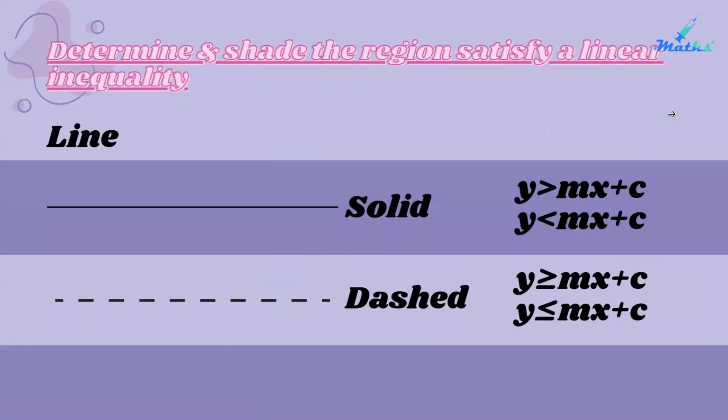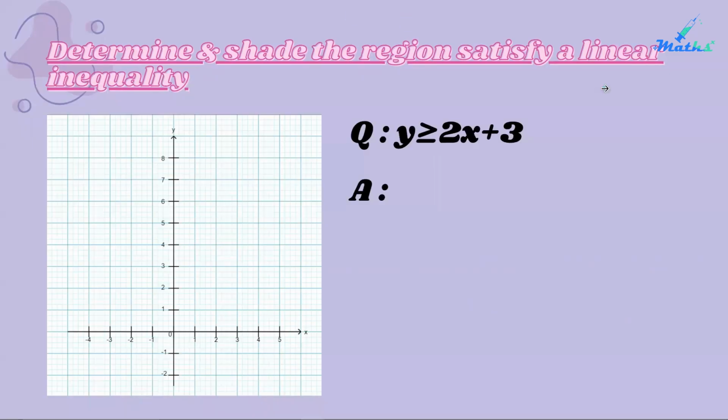So next we'll learn about how to determine and shade the region satisfying a linear inequality. So here is the difference of the line. This is the solid line, which represents more than or less than. And next is the dashed line, which represents more than or equal, or less than or equal. So this is the difference of the line that we will use to draw later. So next, let's do some examples together.